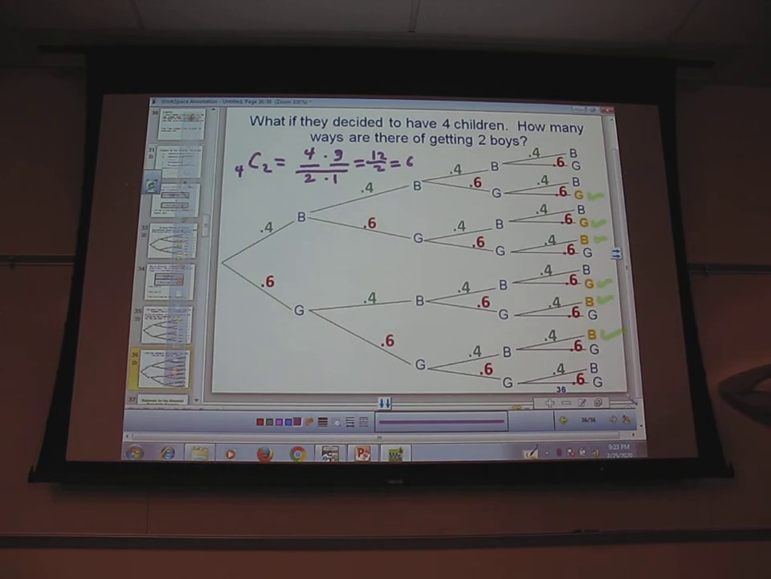On the exam, do you want us to do the tree, or can we just put that into our calculator? You can just put that into your calculator. Okay. I don't need the tree. This is all my explaining to you where this comes from.